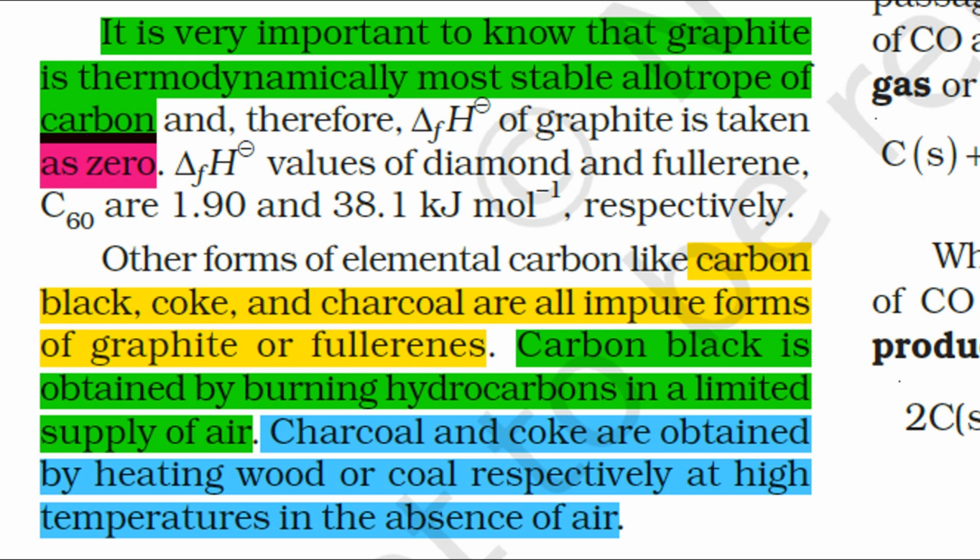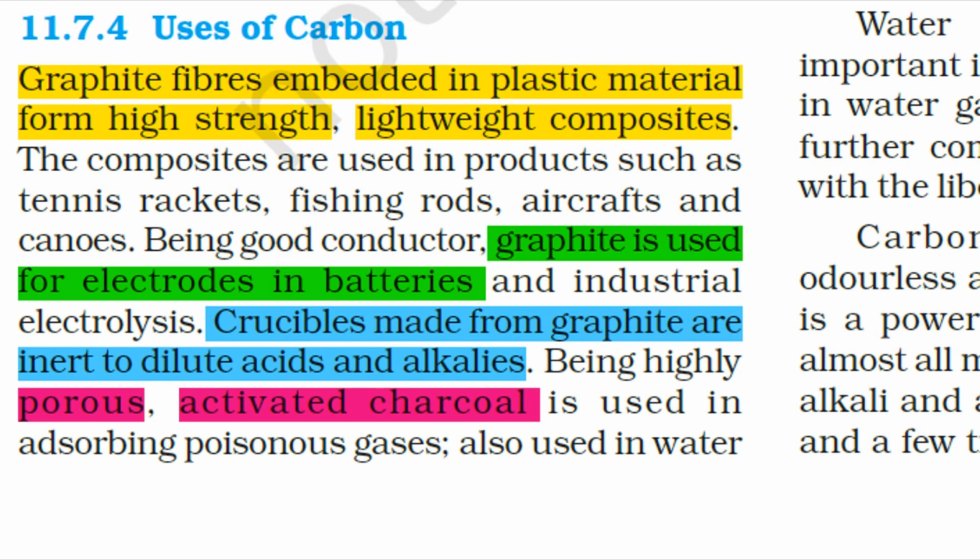So remember this. Next, 11.7.4 uses of carbon. So first is graphite. Graphite fibers embedded in a plastic material form high strength light-weighted composites. The composites are used in products such as tennis racket, fishing rod, aircraft and canoes. Canoes means a narrow light-weighted boat for 2 people.